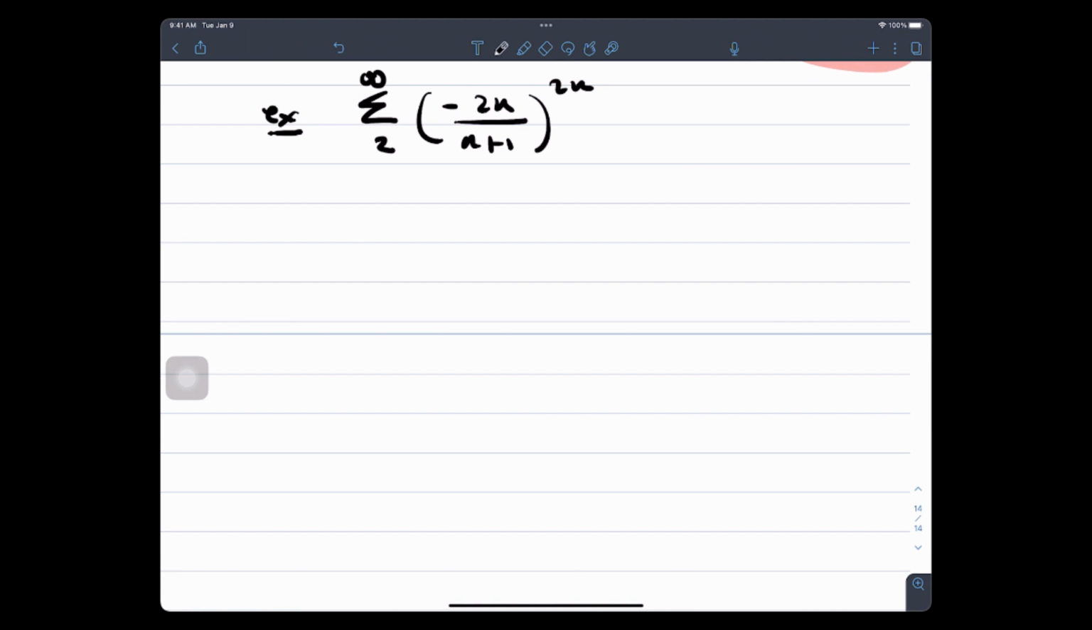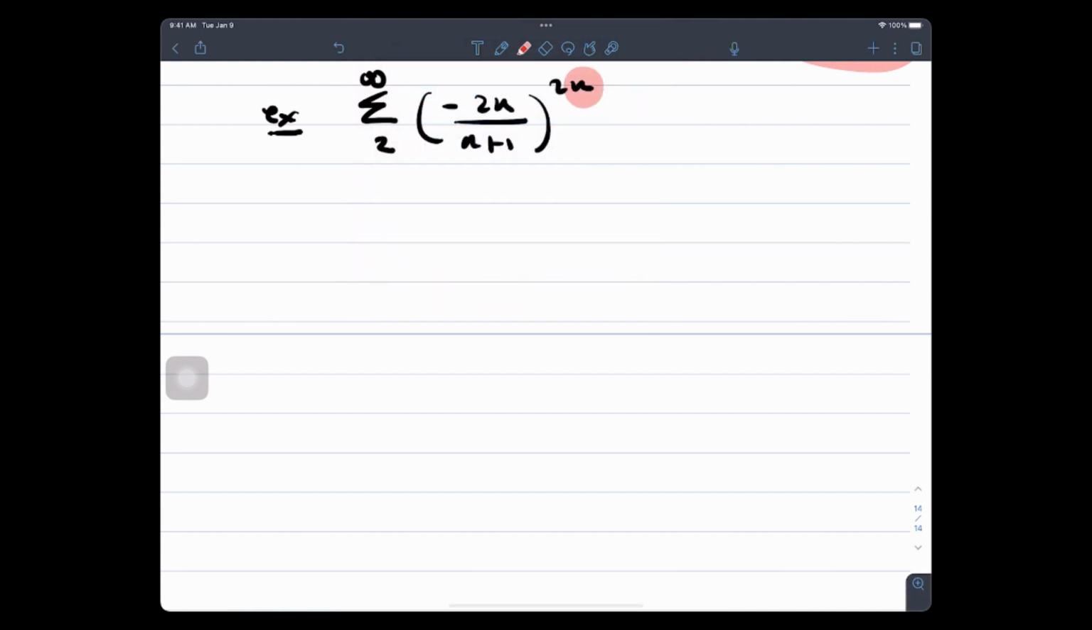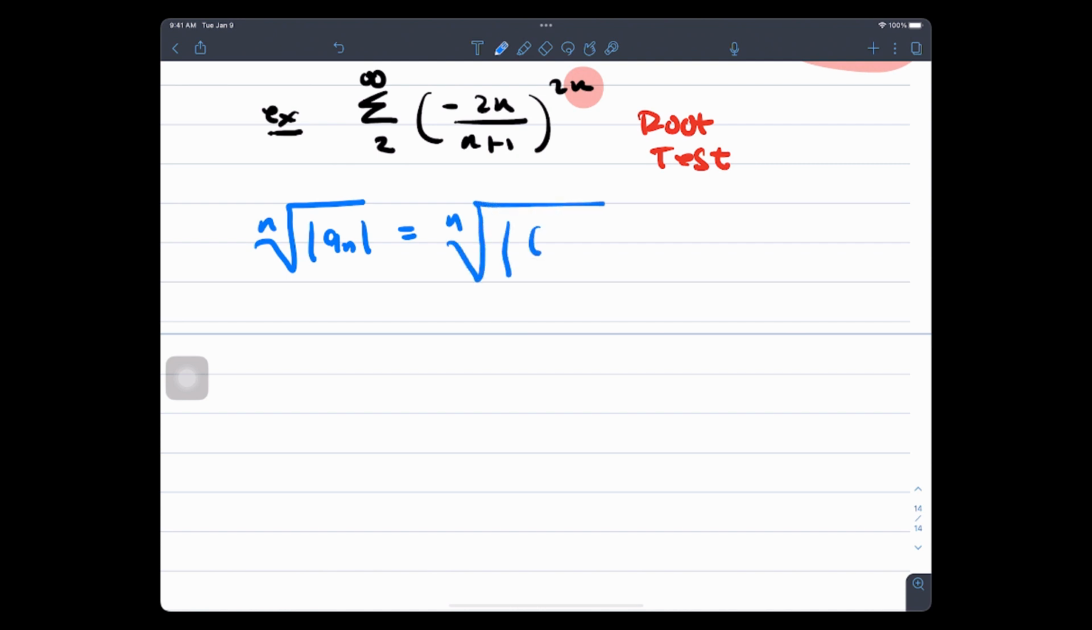So how do I know this here is going to be the root test? Do you guys know? Do you see the power n out there? So how do we know that's the root test? Power n. Okay. So then we apply that nth root to the absolute value of an, which is the nth root of negative 2 to the n, n plus 1, 2n.